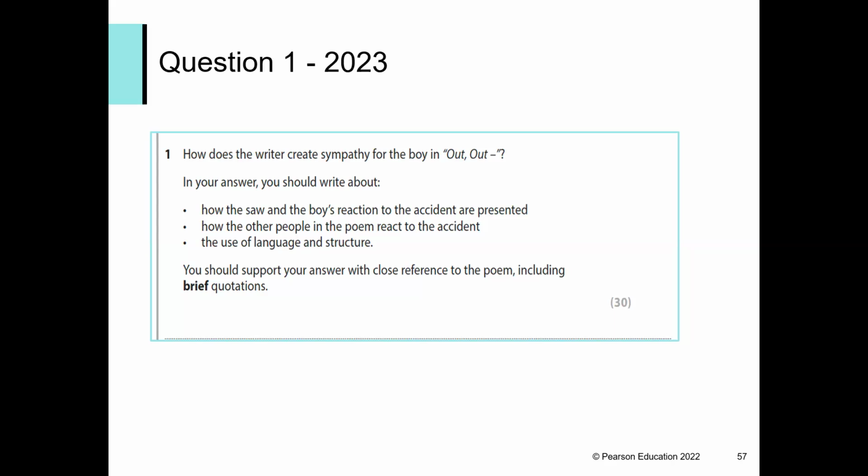In your answer, and it's scaffolded and the word there is should, you should write about how the saw and the boy's reaction to the accident are presented, how the other people in the poem react to the accident, and the use of language and structure. You should support your answer with close reference to the poem, including brief quotations. So obviously we're assessing AO1, the reading and understanding of the text and the ideas and perspectives, and AO2, the ability to analyse language and structure.